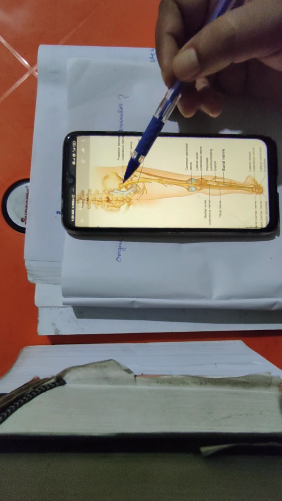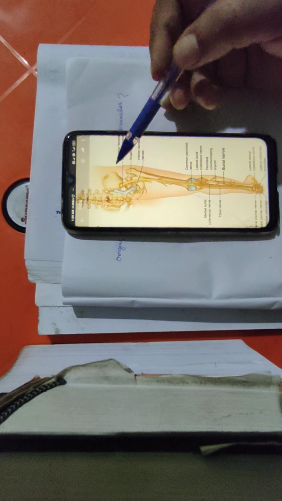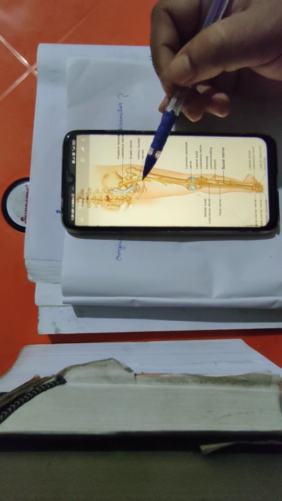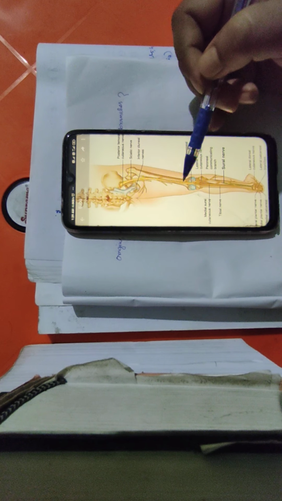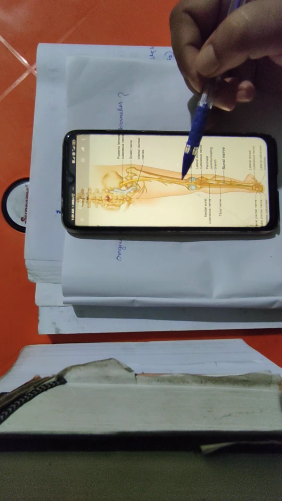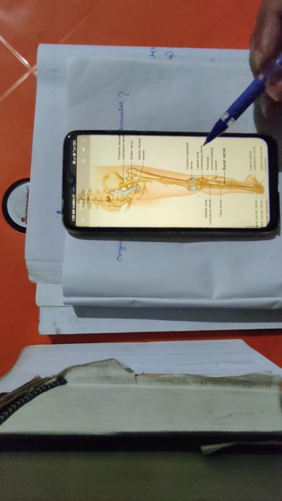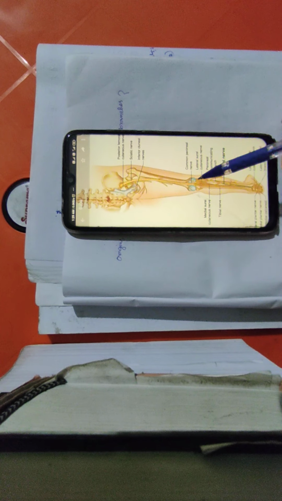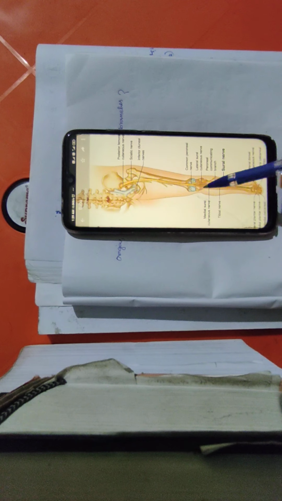Then it passes through the greater sciatic foramen, then runs downwards in the posterior compartment of the thigh. Then at the popliteal fossa, it divides into two parts. One is the common peroneal nerve, and the other is the tibial nerve.